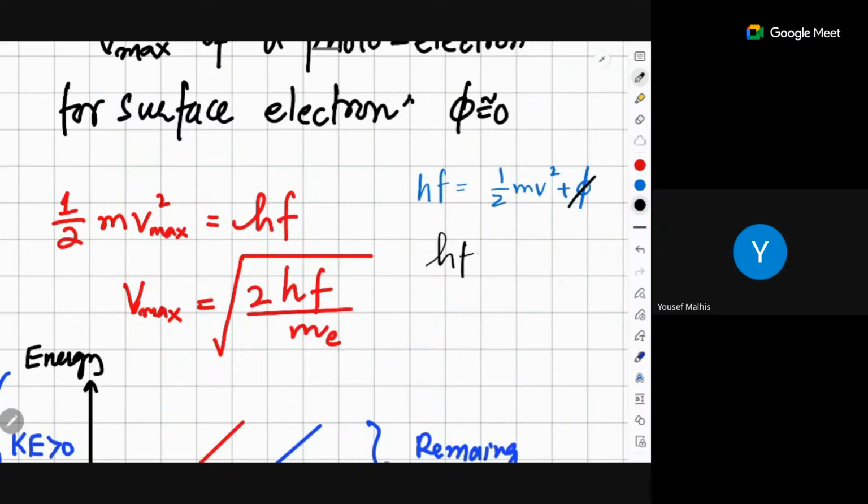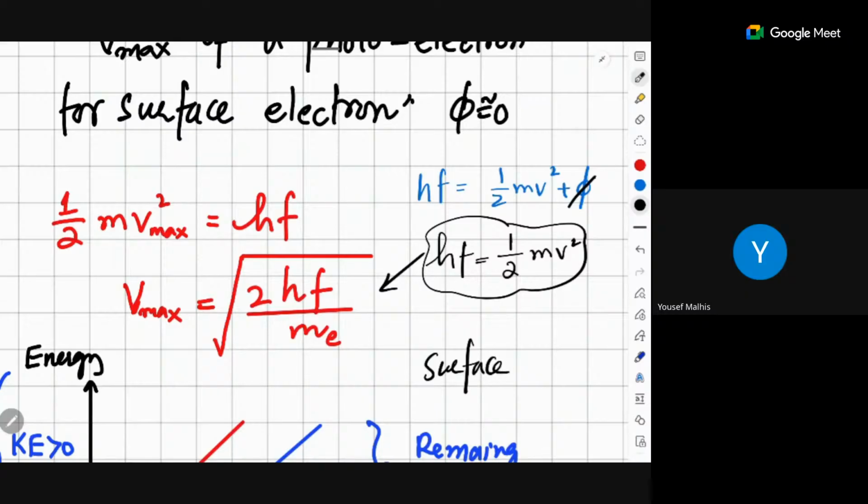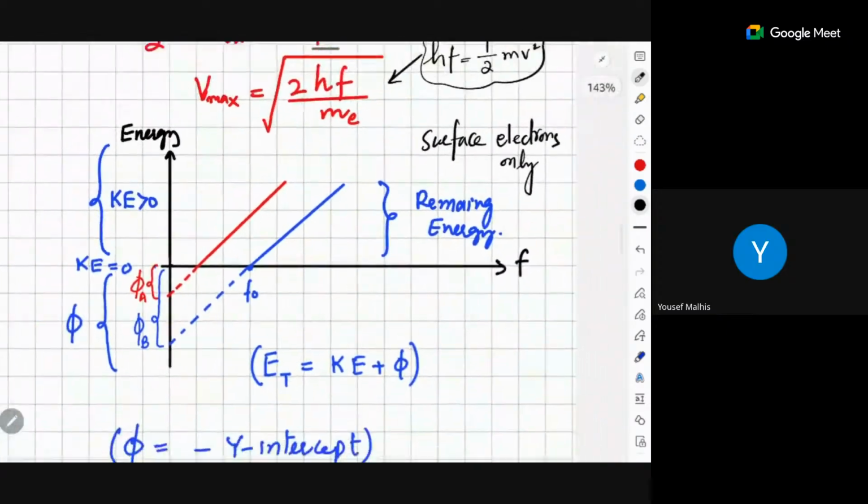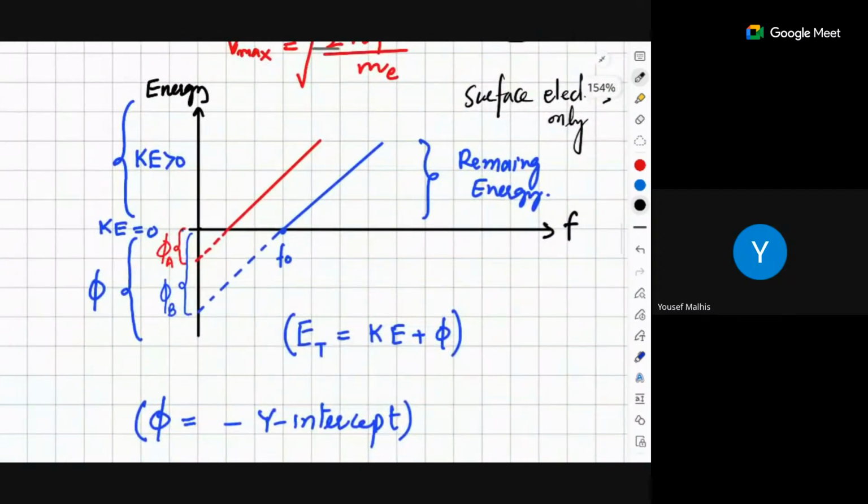Then your hf will be entirely converted into 1/2 mv square. So this is also another method to calculate the maximum kinetic energy of the metal. But remember, this is a very interesting point: this is applicable for surface electrons only. Is it clear?